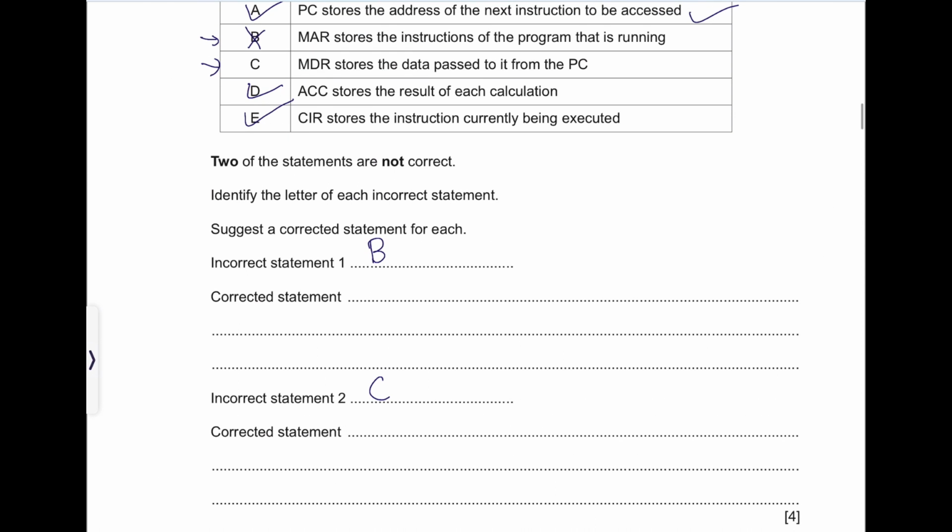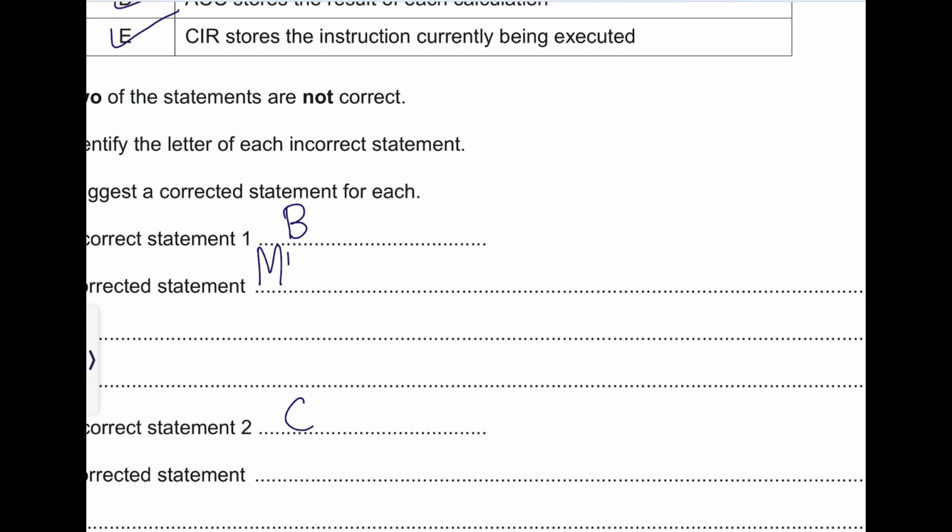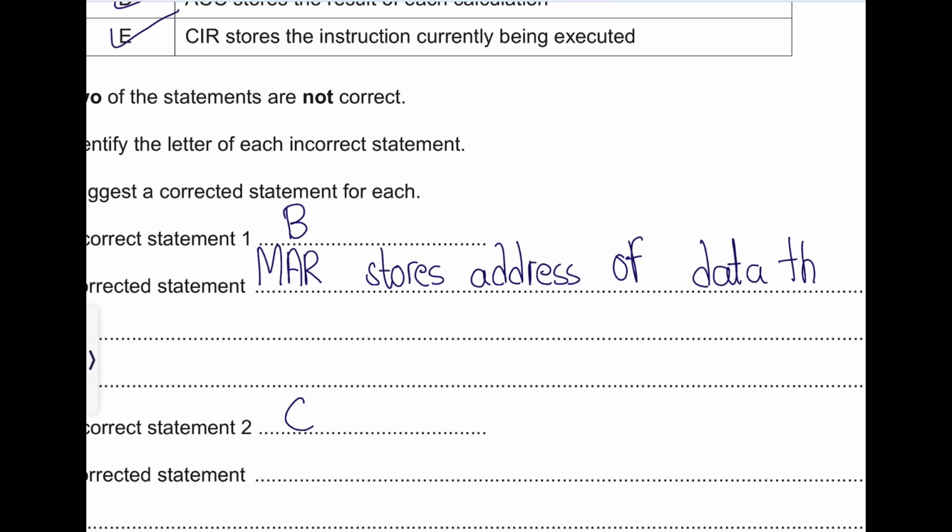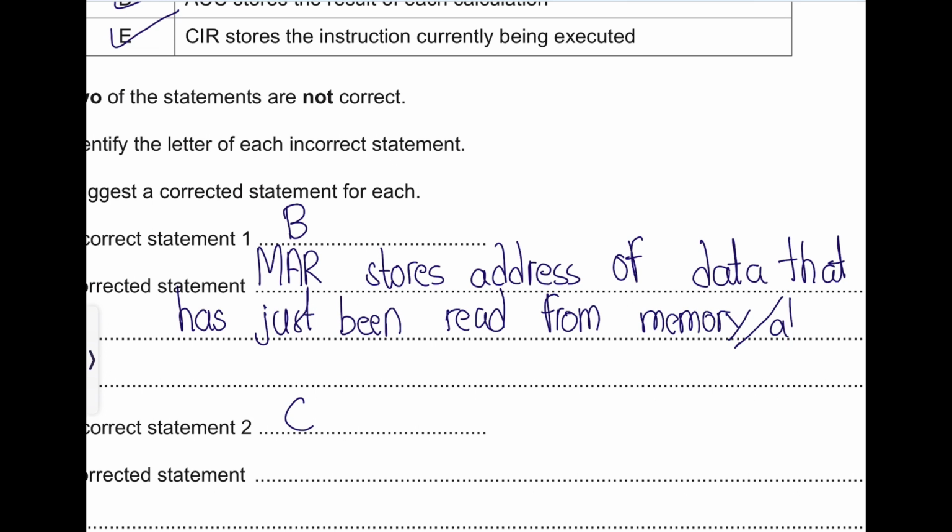The correct statement for B would be that MAR stores the address of data that has just been read from memory, or that is about to be written to memory, not the instructions.